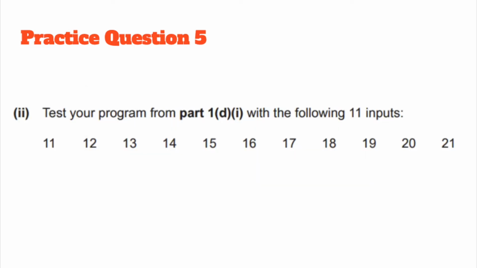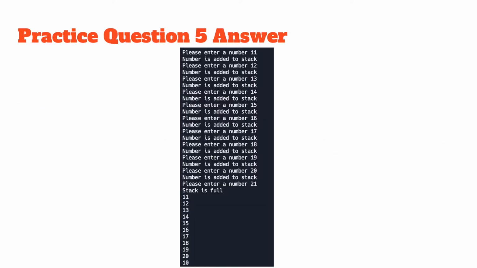Practice question 5. You've now got to test your program from the last part, and then you're going to put the following inputs. So run your code, add the following values 11, 12, all the way to 21, and then see what it does. Hopefully you got something like this. You enter the values, and then you get stack is full when you enter 21, and then it prints the values, and at the very end you got the stack pointer. If you haven't got this particular output, then just check your code and then rerun it.